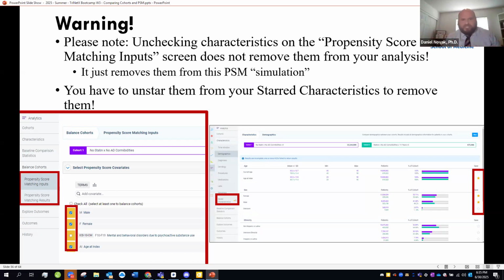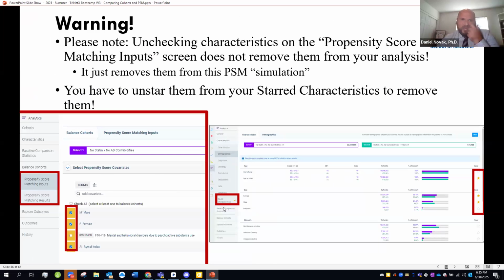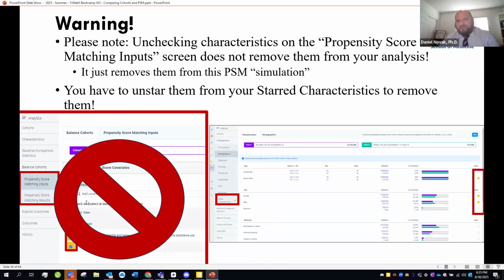It just removes them from the simulation, so you can run it several times to see which combinations of factors yield statistically significant results, or sorry, not statistically significant results, and which ones don't. And you can remove ones later on. To remove them, though, you have to unstar them from your saved characteristics window in your characteristics component. That's the only way to remove them from your analysis later. You can't do it from the left. You have to do it from the right. Uncheck those boxes from that start menu. So I just wanted to highlight that because it can be very confusing for some folks using the interface for the first time.